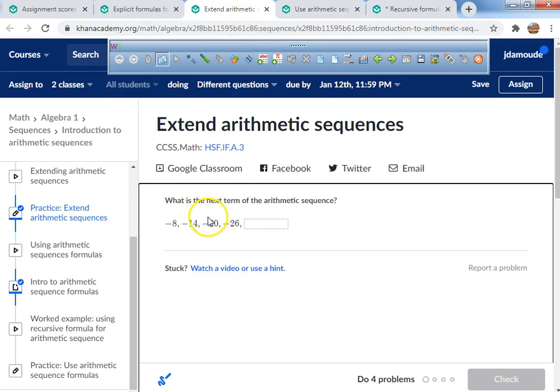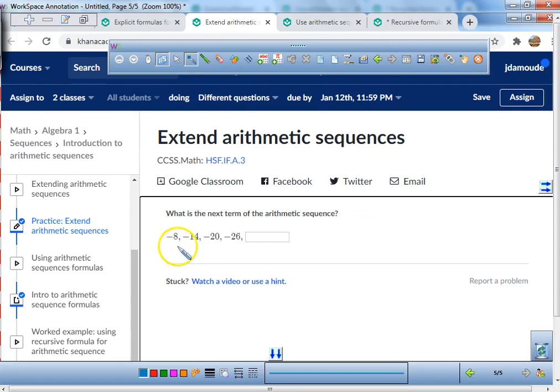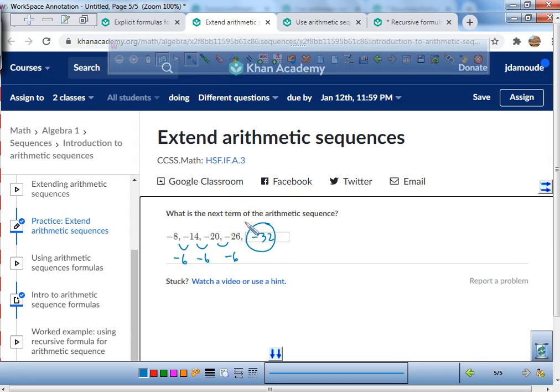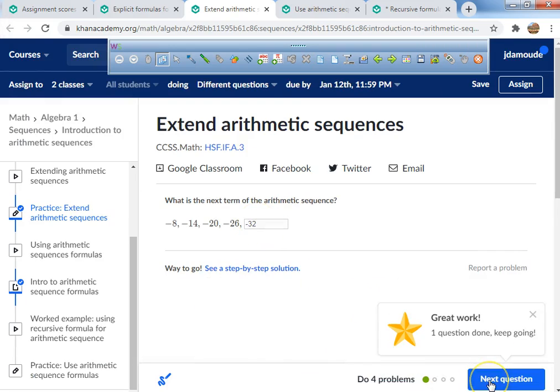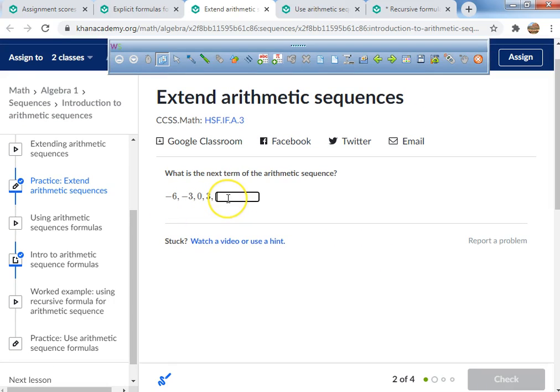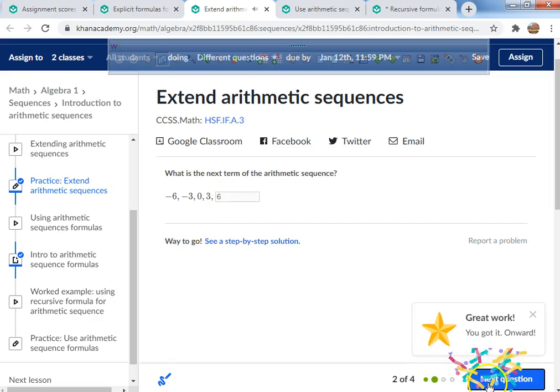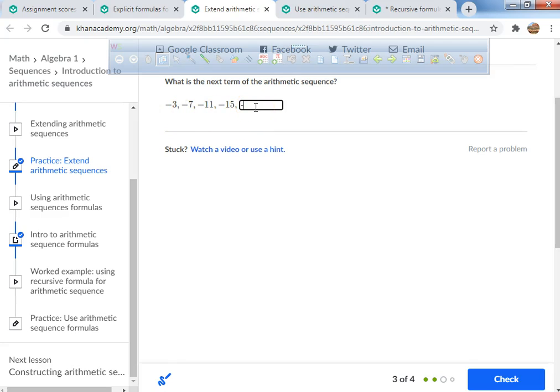Now, if we wanted to extend this, all it says is what is the next term in the arithmetic sequence. Here's another easy one. All we have to do is figure out whether it's going up or going down. This is going down by 6 every single time. So if I go down by 6, that puts me at negative 32. All right, what's this one going? It looks like it's going up by 3s, so the next one should be a 6. This one's going down by 4, down by 4, down by 4, so that puts us at minus 19.